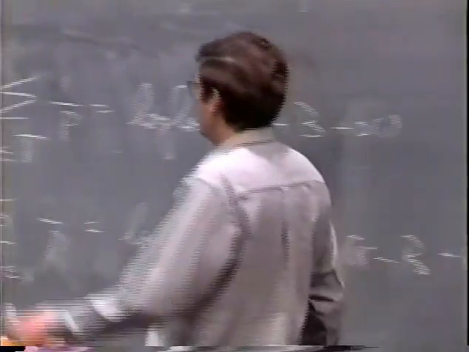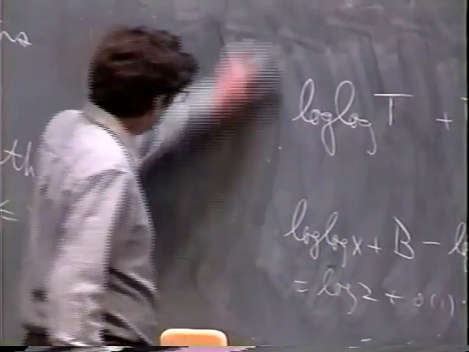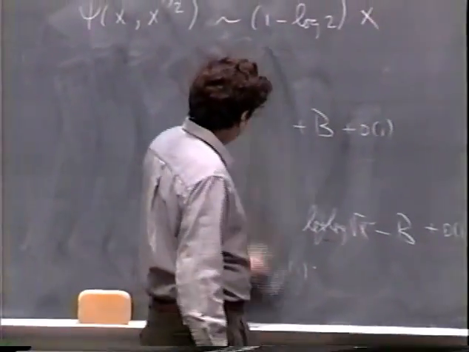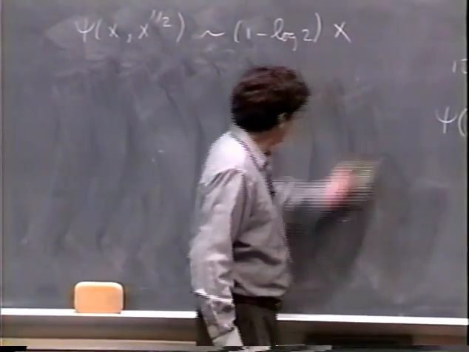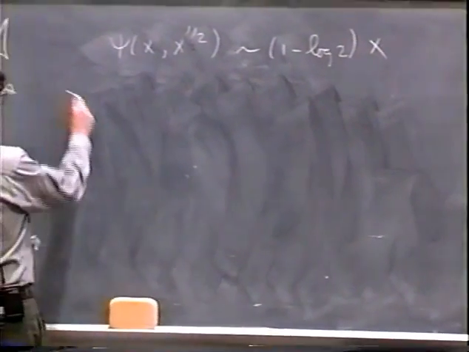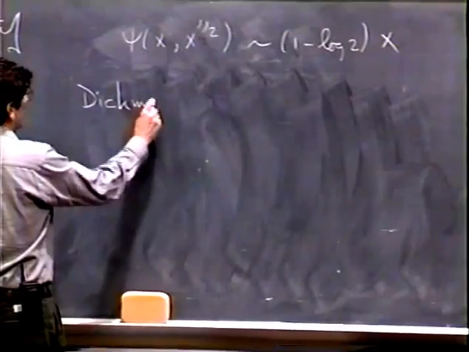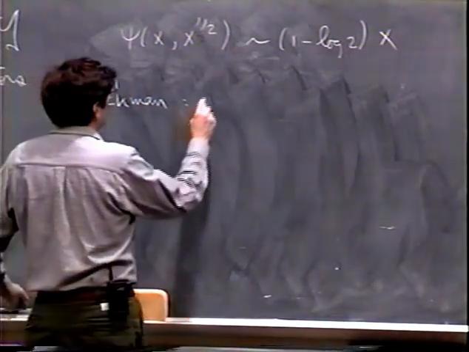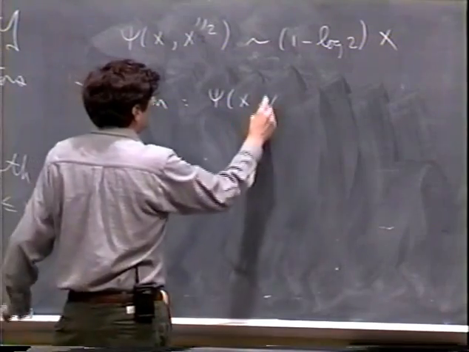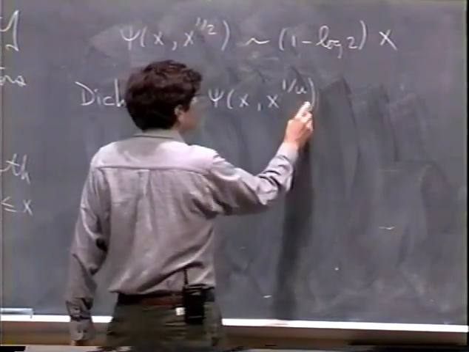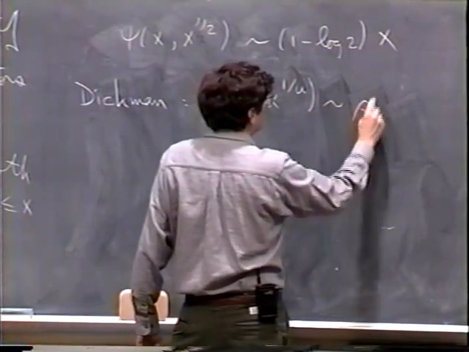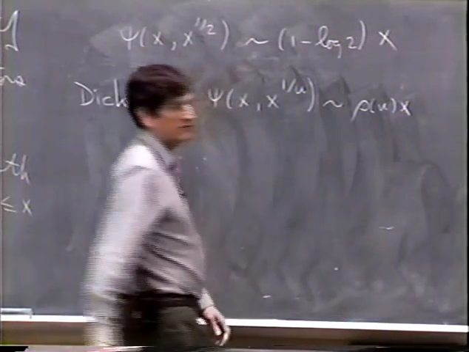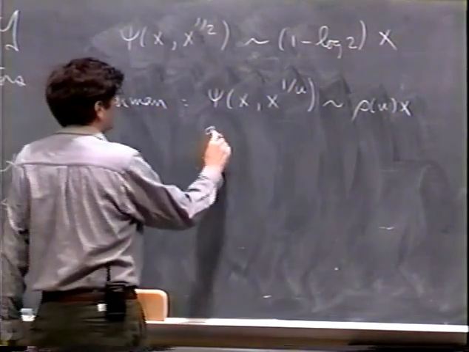Well, this has been studied. And in fact, there's a solution to the problem, and it generalizes this result that we just worked out. It's a theorem of Dickman from, I think, the 1920s. And Dickman proves that psi of x to the 1/u is asymptotically rho of u times x, as x tends to infinity.